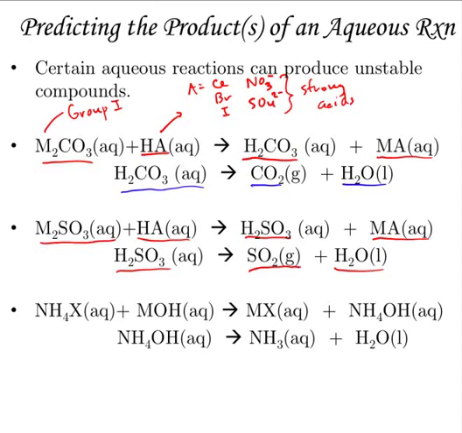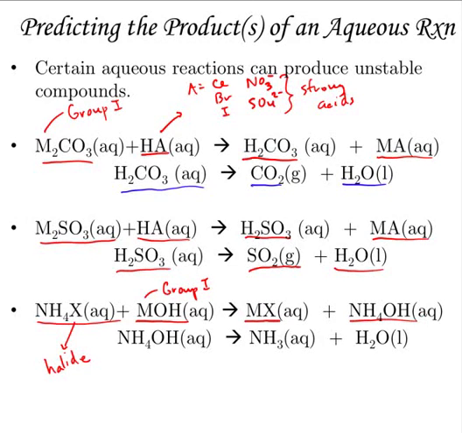Okay, the third and final example that's an exception is going to be the following. It's going to be an ammonium salt, where X is usually a halide. It's going to be the ammonium salt reacting with a metal hydroxide, and again, this is usually going to be a group 1 hydroxide. And when you do the double displacement, the M is going to hook up with X, and ammonium is going to hook up with hydroxide.